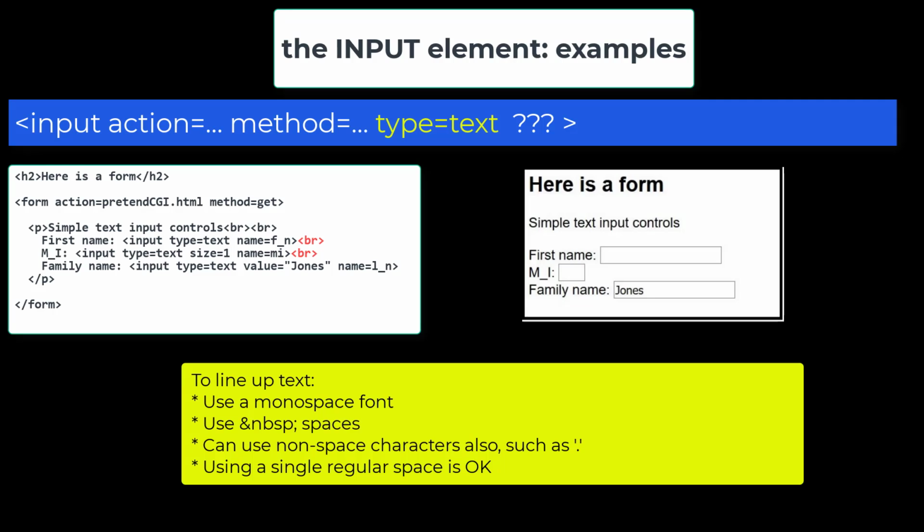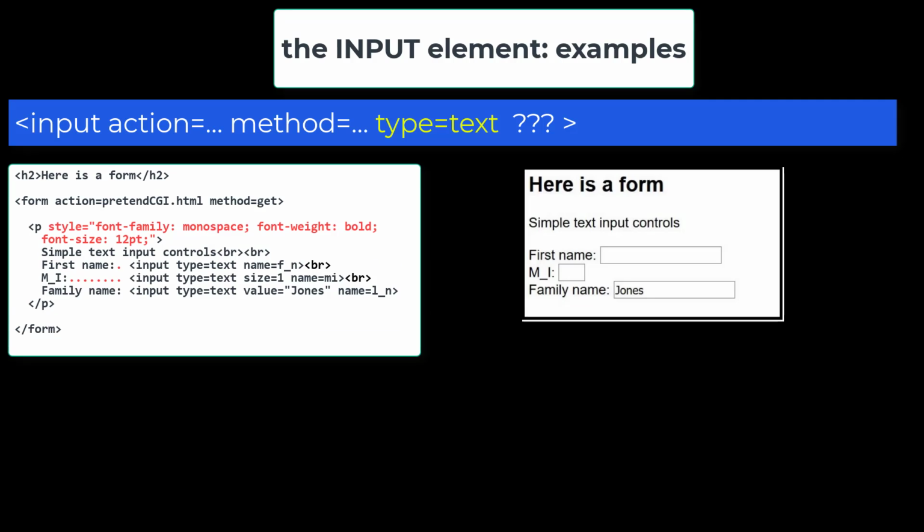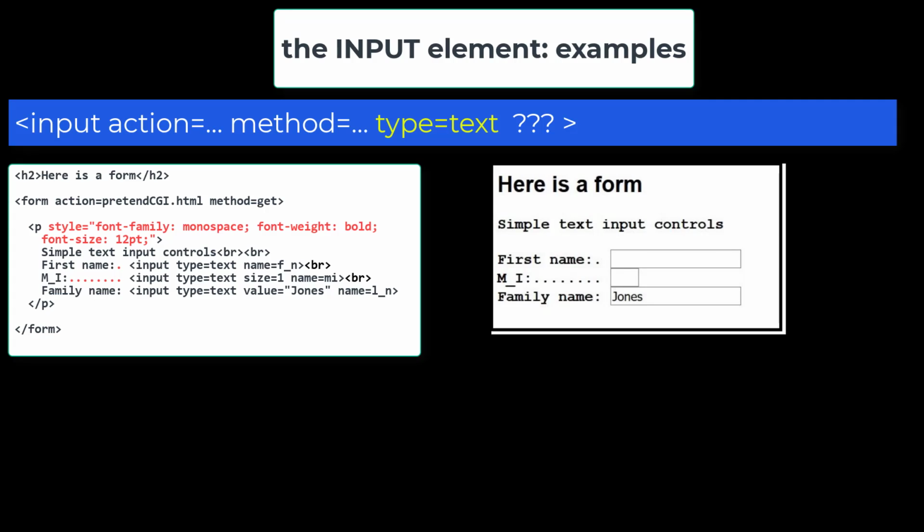So now we modify the code to this, and in the front of the P element we add a style attribute. Font family monospace, font weight bold, font size 12 point. And this gives us this. I'm sure you can see other ways to change this sort of thing to meet your personal style or aesthetics from here.